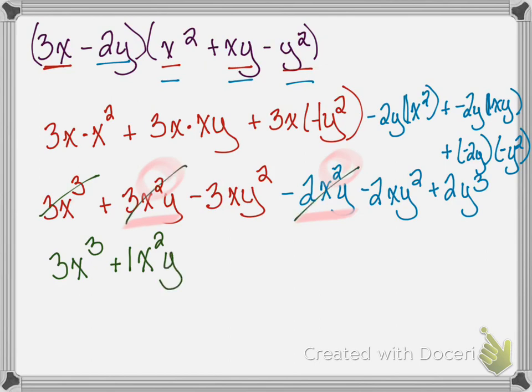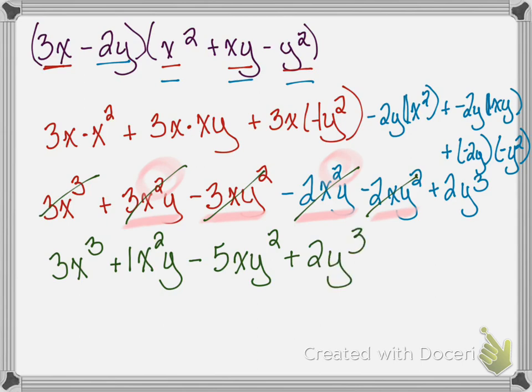Okay, and then I have -3xy squared and -2xy squared. And that is going to give me -5xy squared. I'm going to mark those out, and then I'm left with +2y to the third.